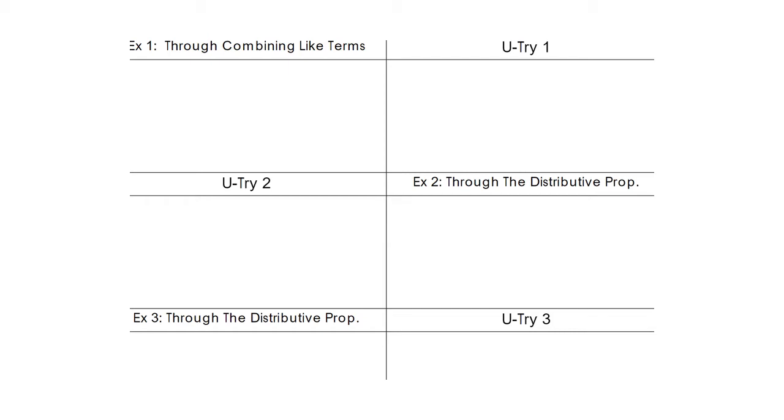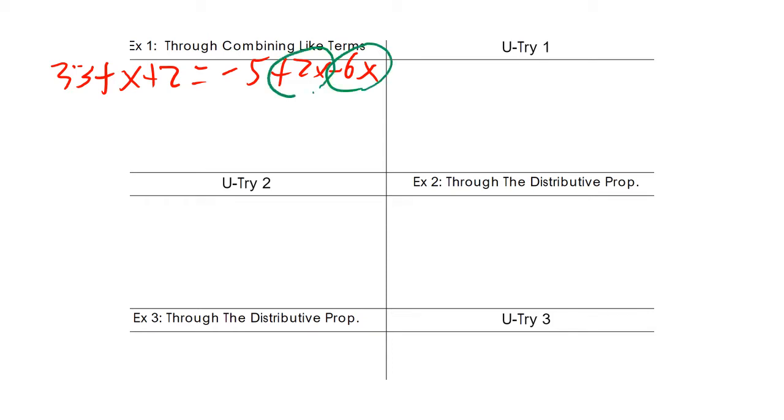All right, let's do a little practice here. Let's say our equation is 33 plus x plus 2 equals negative 5 plus 2x minus 6x. All right, so as we said, we want to combine like terms on a side first. That is, simplify each side. So I get out my colored pencils and I circle the positive 2x and the negative 6x. They add up to negative 4x. I bring down the negative 5. I bring down the equal sign.